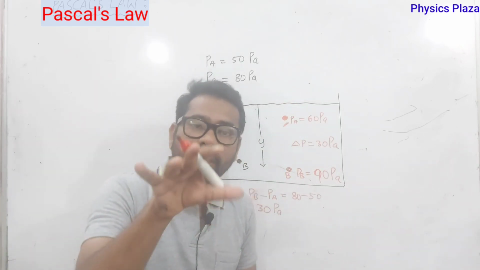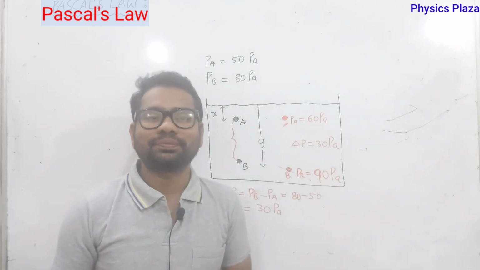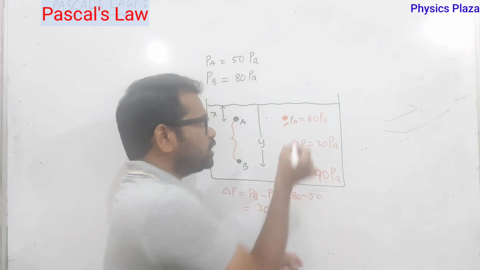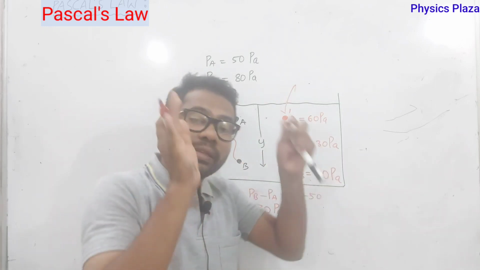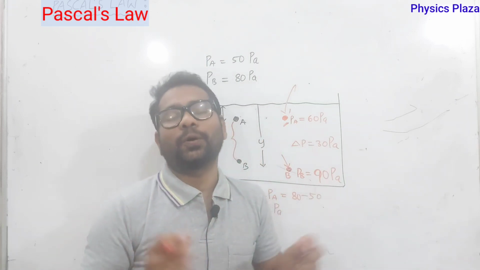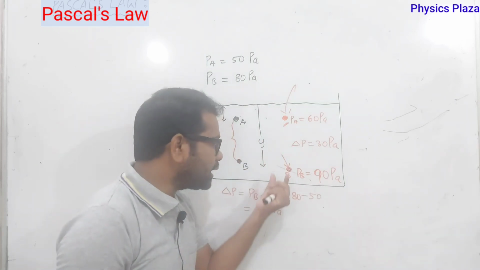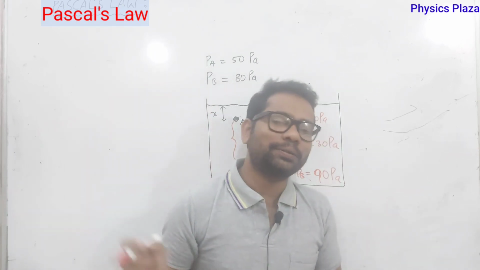It happens only when the same amount of pressure is increased at the other point also. Okay, what does that mean? At this point you are giving a pressure, and it is transferred to this point also by the same amount. By the same amount, there is no difference at all. The same amount is increased at this point also. This is a key point to understand Pascal's law.